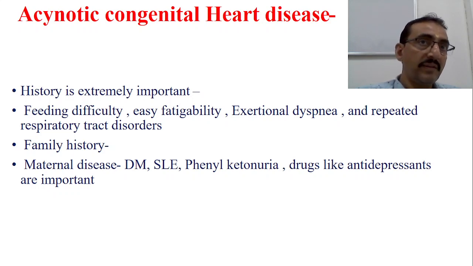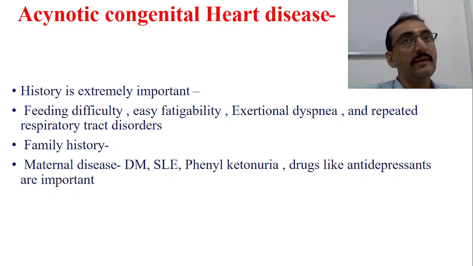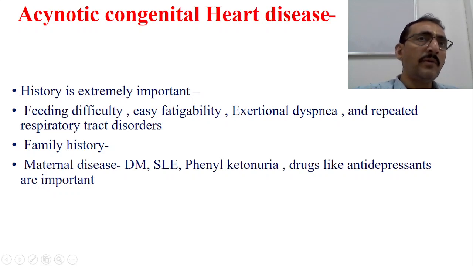Feeding difficulty, because cyanotic heart disease is also there, where feeding difficulty is not a bigger problem. Feeding difficulty, suck-rest-suck cycle, is very common in acyanotic congenital heart disease, where there is the presence of a VSD. Family history may sometimes be seen, especially maternal disease like diabetes mellitus, SLE, phenylketonuria, and history of intake of drugs during pregnancy like antidepressants. These are very important because they are major causes of congenital heart disease.